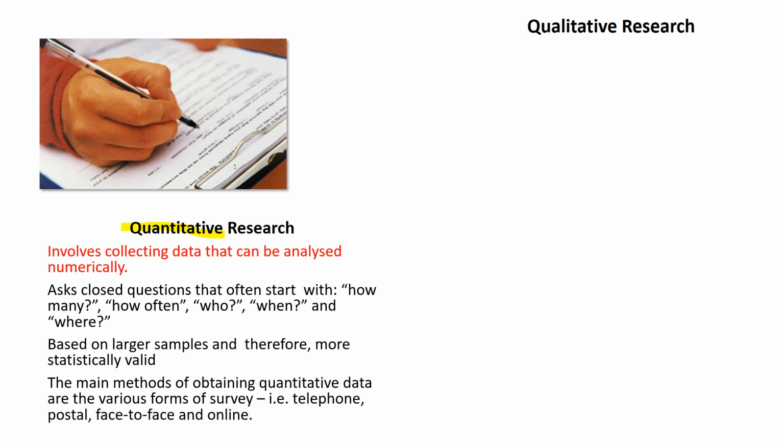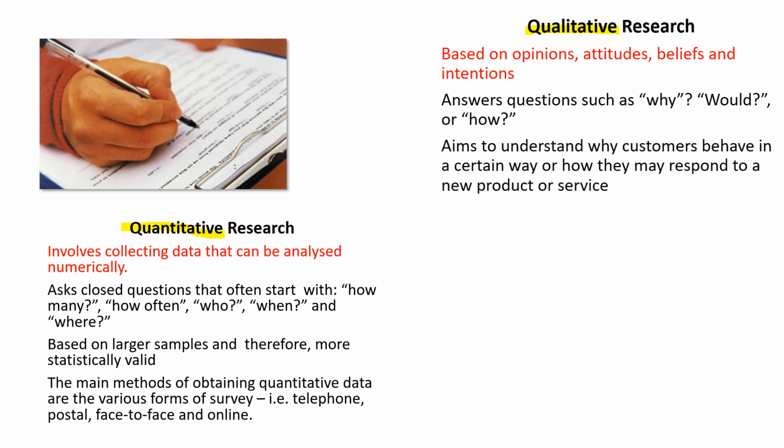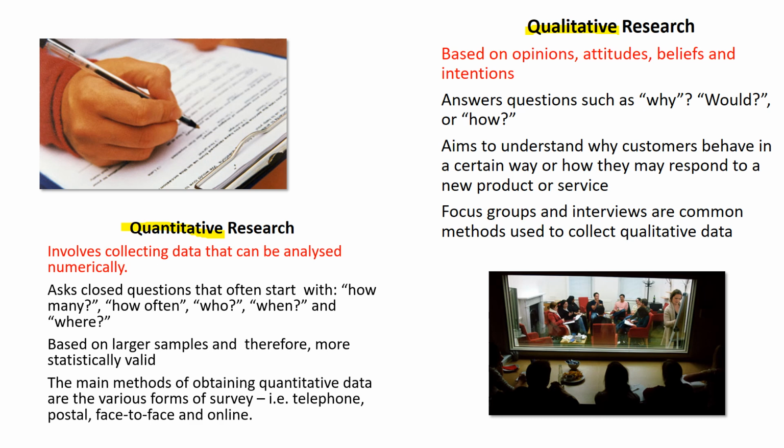The other type of research is called qualitative research. And this is based on opinions, attitudes, beliefs, and intentions. So we can't apply numbers to it. So questions that start with such as, why would you do this, or how would you do that? These are not questions we can apply a number to, and we call these qualitative data. And here we're just trying to aim to understand why customers behave in a certain way or how they might respond. Focus groups, where people arrive and discuss, and businesses ask their potential customers questions about new products or what they want, are typical sources of qualitative data.